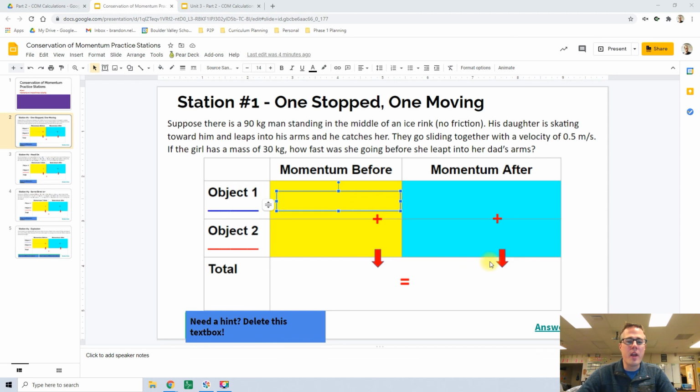If while you're working you need a hint, in each one of the slides there's a text box that's covering the hint. All you have to do is delete the blue box and you can see the hint. And then there's also the answer video. You can click on this to go to the link to see how I solved it. I need you to try all 4 stations before you come back. Pause this video and go do that now.